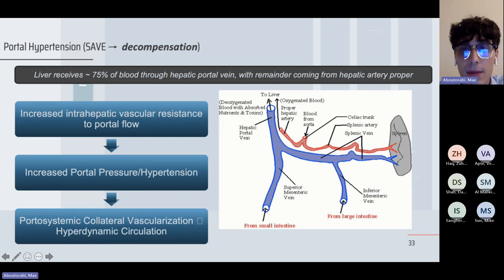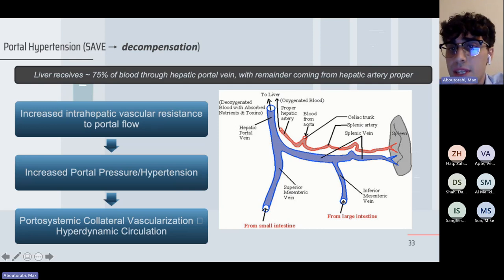So portal hypertension, this is quite an important topic as well. The acronym SAVE stands for the signs you can get when you have fully decompensated liver cirrhosis from portal hypertension. So the S is splenomegaly, the A is ascites, the V is varices, and the E is encephalopathy, so hepatic encephalopathy. And we'll go into those four signs in the next few slides.